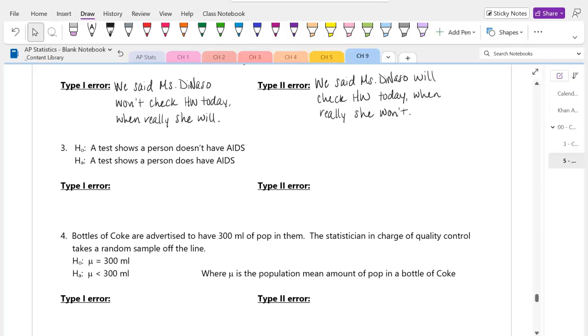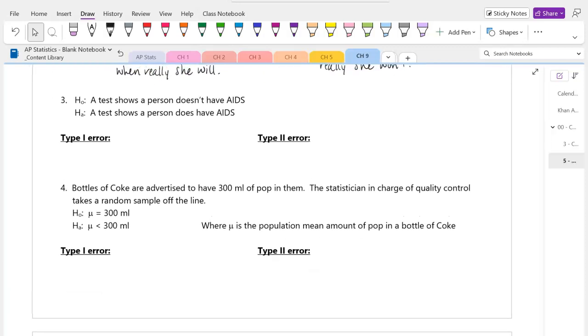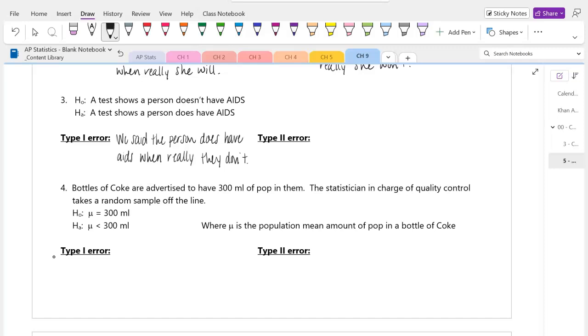Number 3, we've got a test shows a person doesn't have AIDS, and the alternative is a test shows the person does have AIDS. So type 1 is we said the person does have AIDS when really they don't. And then our type 2 error is we said the person does not have AIDS when really they do.